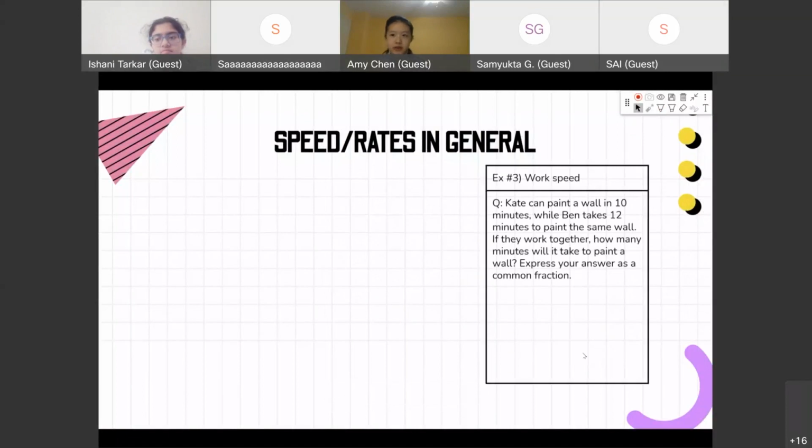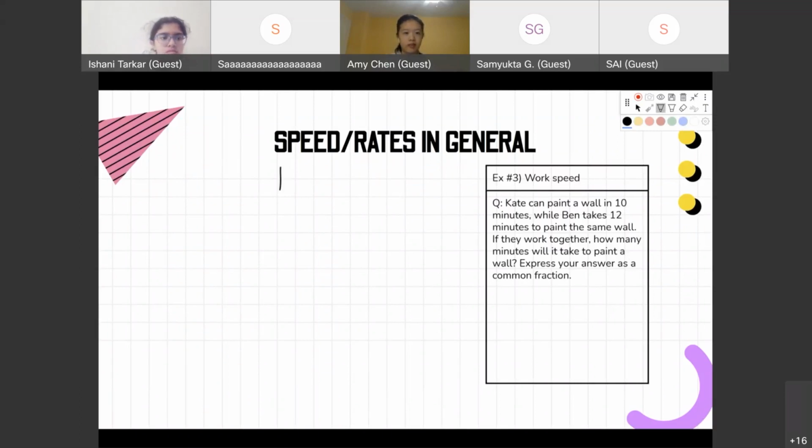Okay. Final question. This one is about how fast people can work. Kate can paint a wall in 10 minutes, while Ben takes 12 minutes to paint the same wall. If they work together, how many minutes would it take them to paint that same wall? For this question, it doesn't give us the distance, or in other words, how much they need to paint, but it really doesn't matter. Let's just talk about what fraction they've painted so far.